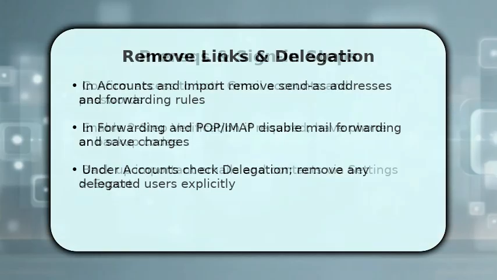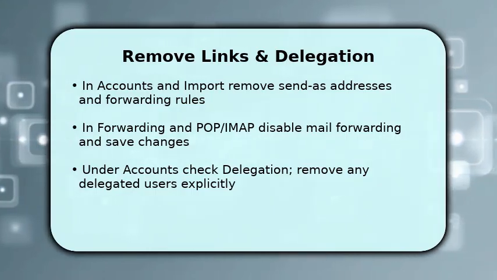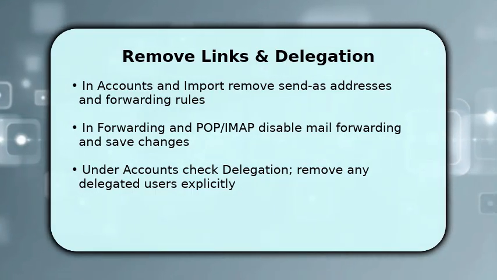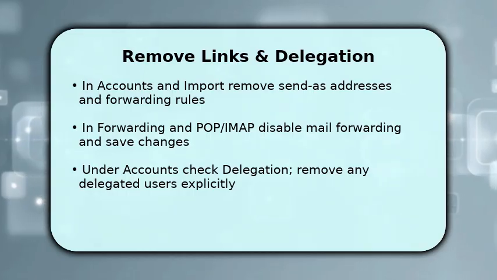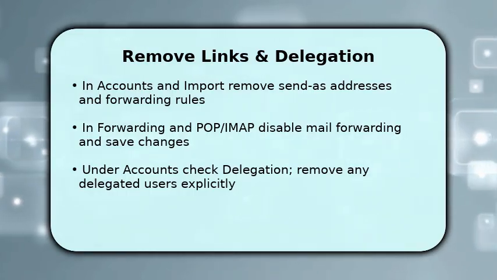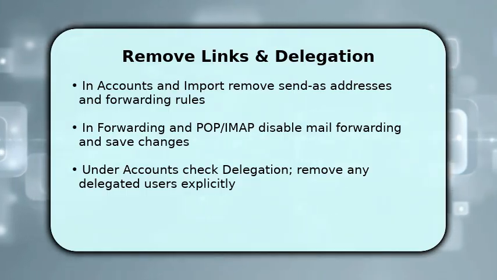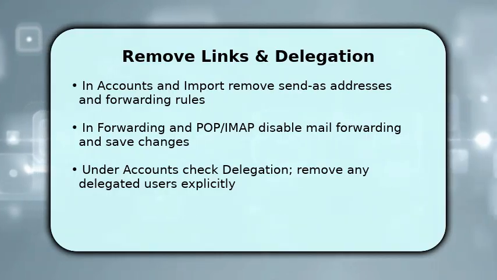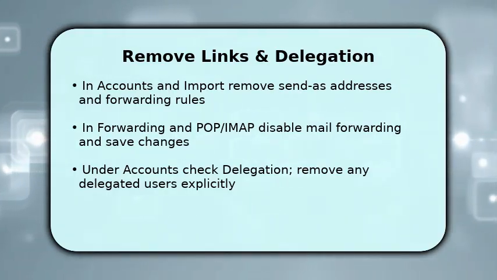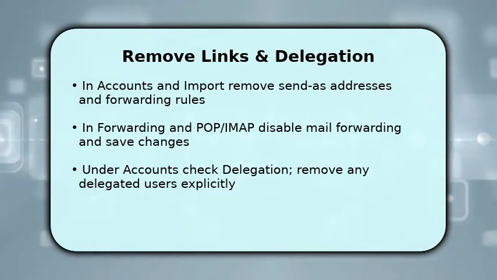Now proceed to remove the actual connections. In Accounts and Import, delete any secondary send as addresses and revoke delegation. You need to click Remove and Confirm. Then switch to Forwarding and POP/IMAP and turn off any forwarding rules, saving changes so mail stops routing. If you used an app password or third-party access, visit Security, Third-Party Apps, and remove access. These steps cut active links, so the account stops sharing mail and permissions immediately.